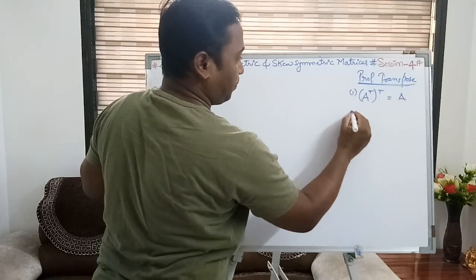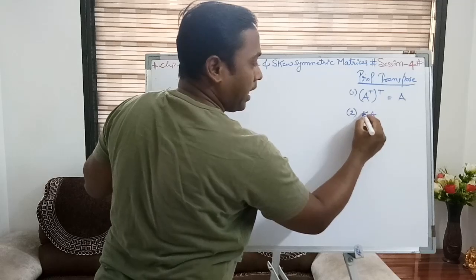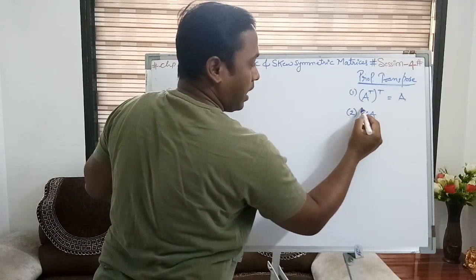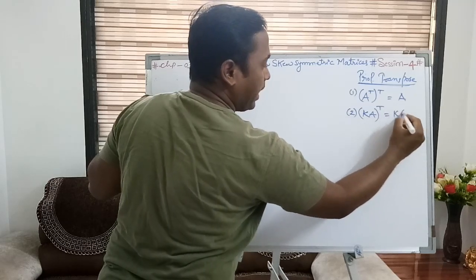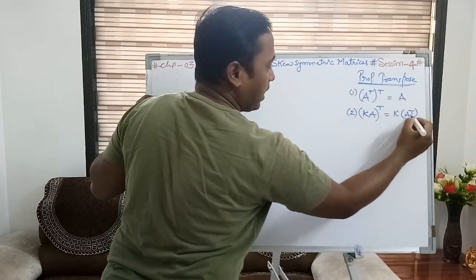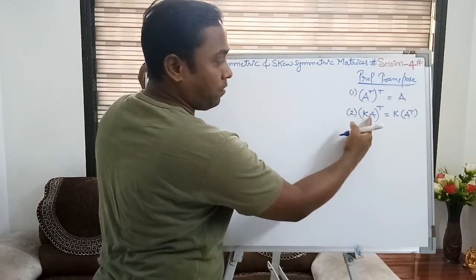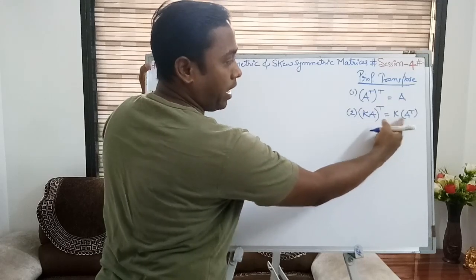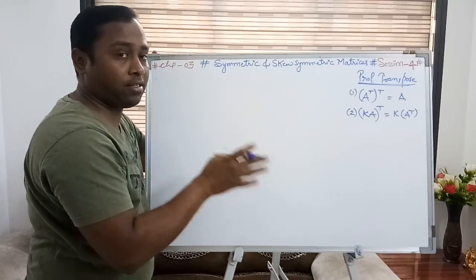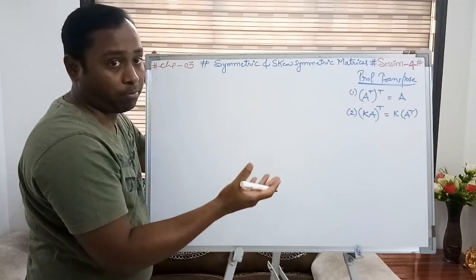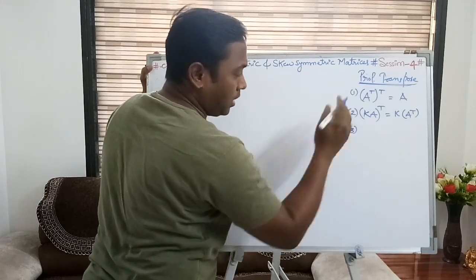Second, K into A, where K is any non-zero real number. K times A whole transpose is always equal to K times A transpose. Value wise it's the same. Remember, K times A whole transpose is equal to K into A transpose. You may verify this theoretically, and you may verify the same with the help of an example also. We are not going to discuss their derivations here.